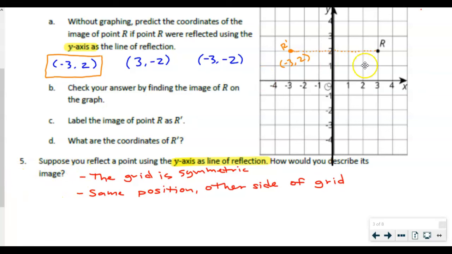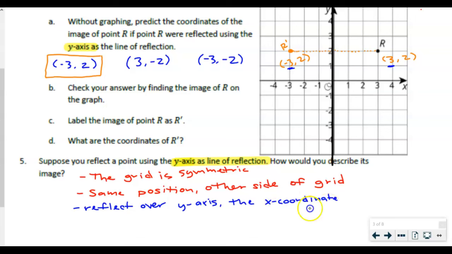So I'm going to summarize what I think that you meant. When I'm reflecting over the y-axis, here is R, and R had the coordinates 3, 2. I reflected over the y-axis. What changed? Which coordinate changed here? Well, let's see. The y-coordinate stayed the same. So which is the one that changed? The x-coordinate. Interesting. So when I'm reflecting over the y-axis, the x-coordinate is the one that changed. And that's where you were misusing the word axis. I think you were meaning coordinate. Is that right, Paul? Yeah.